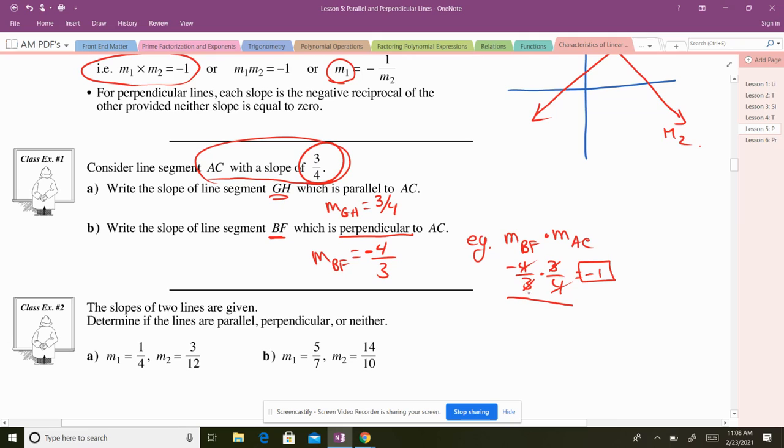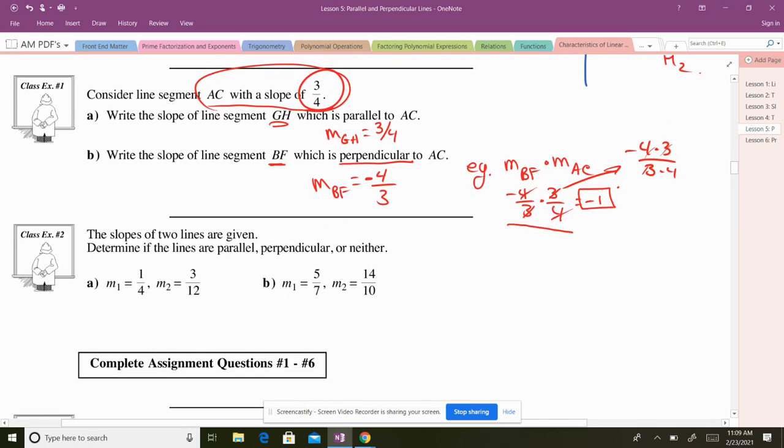No, it's -4/3. The negative only goes to one or the other. Because I could write it like this. All is one fraction, right? That make more sense? Okay.